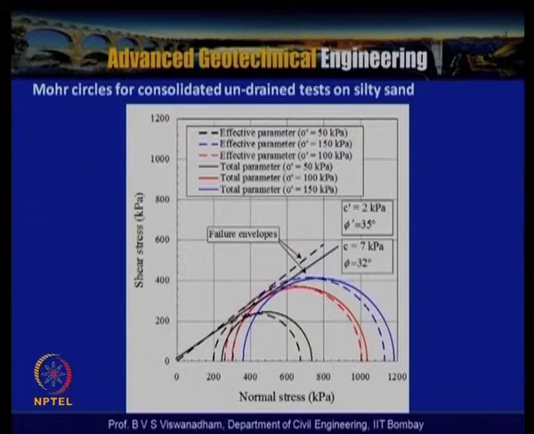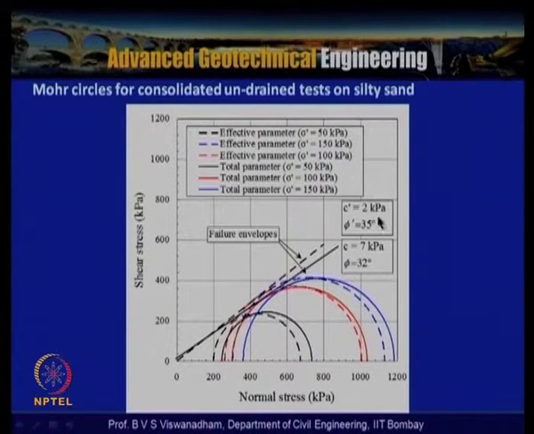The sample was found to have undrained parameters of c equal to 7 kilopascals and phi of 32 degrees, and the drained parameters are 2 kilopascals and 35 degrees.